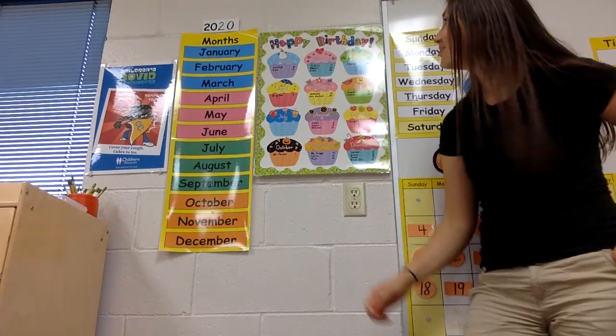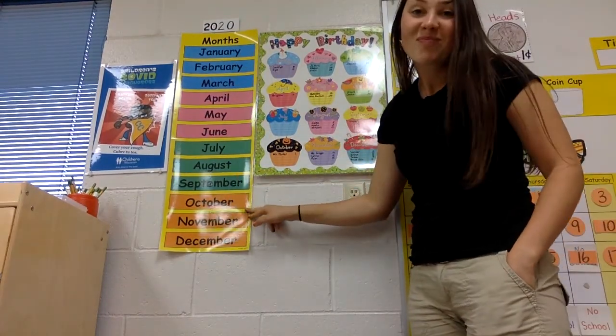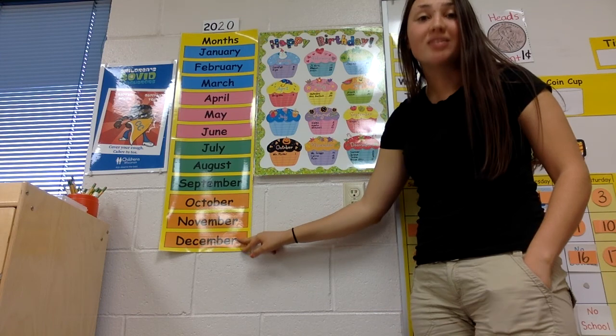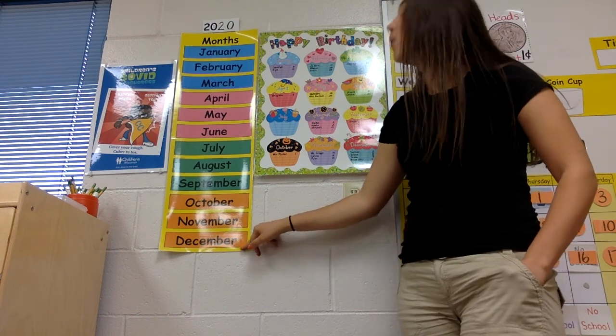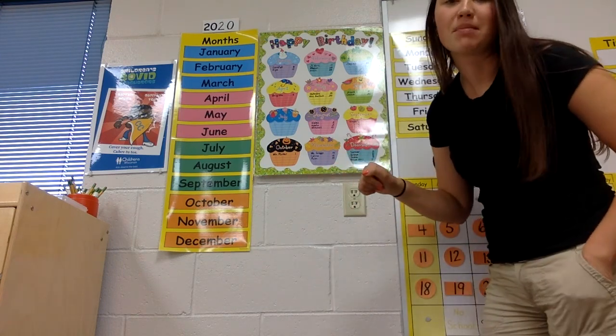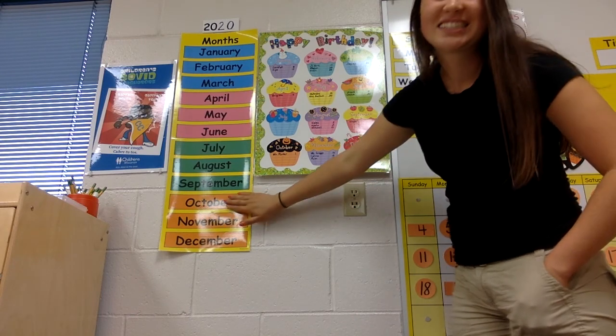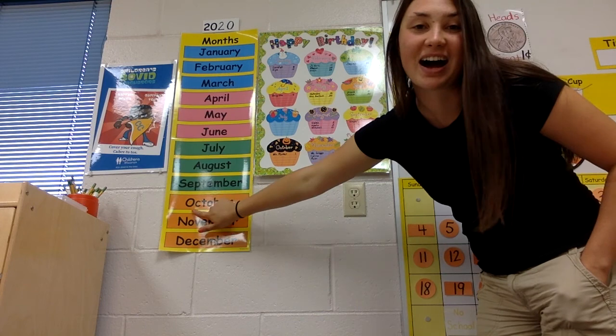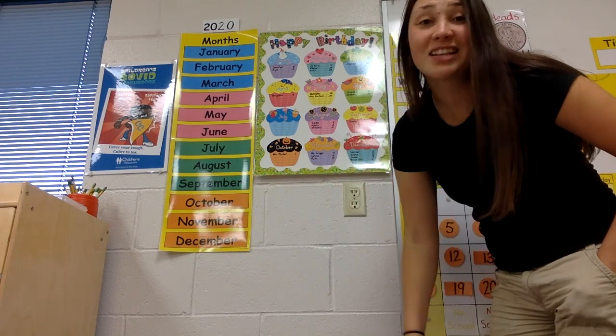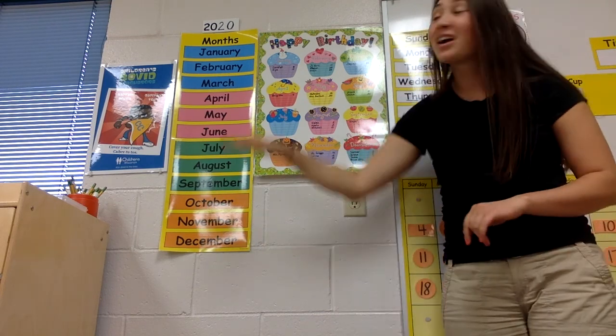All right. Let's talk about months of the year. How many months are there in a year? Do you remember? Yeah, there's 12 months in the year. And what month are we in right now? Do you remember? Yep, October. Let's sing the months of the year song that helps us remember our months.